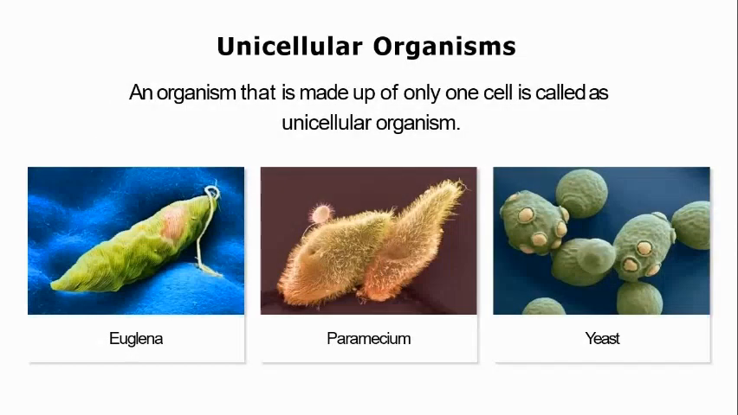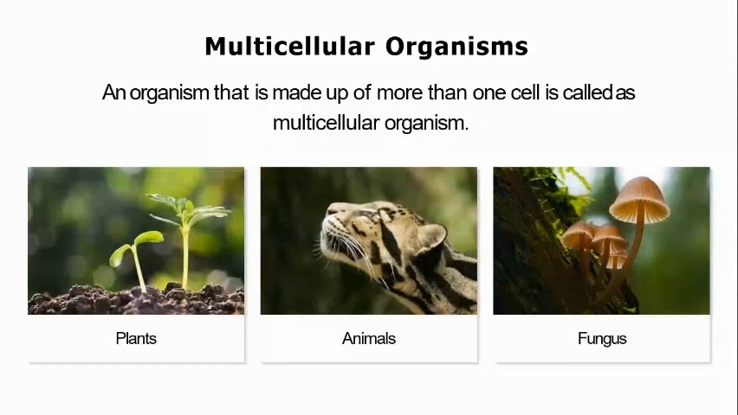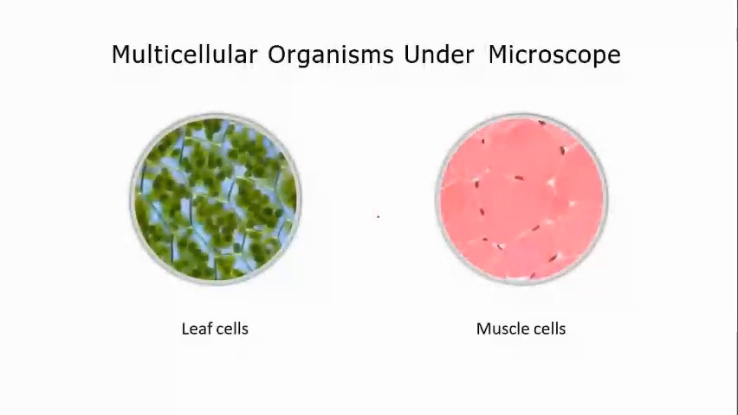There are organisms that are made up of only one cell, and these organisms are called unicellular. We have here examples: a euglena, a paramecium, and yeast. An organism that is made up of more than one cell is called a multicellular organism. Examples are plants, animals, and fungi. So this is the picture of a multicellular organism under a microscope, the picture of a leaf cell and a muscle cell.